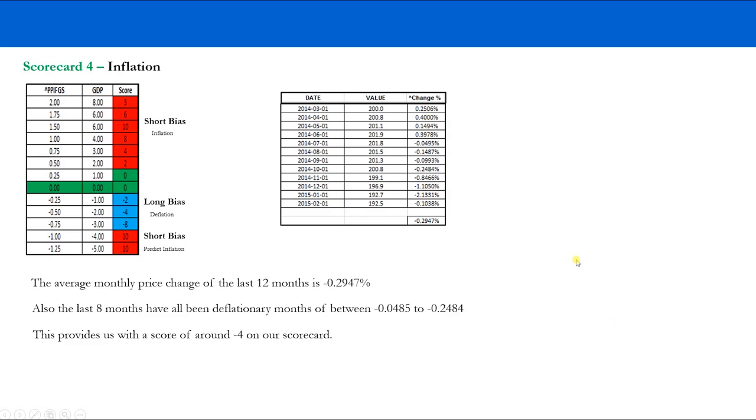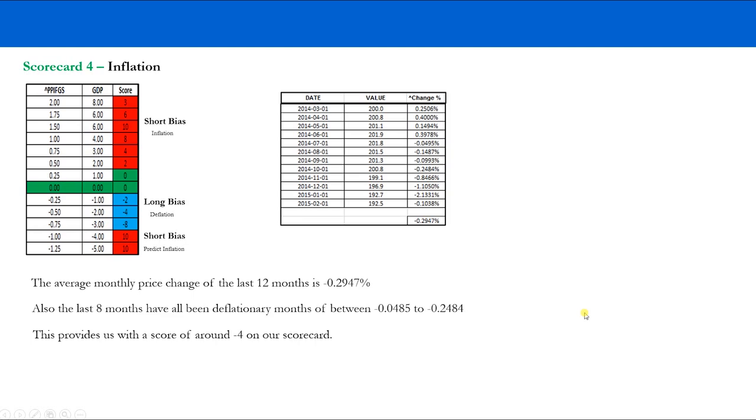And there's no surprise there. It's probably in large part to do with oil prices. And this basically provides us with a score of around minus 4%. So the minus 0.2947, call it minus 0.3. We can see that it's going to be between -2 and -4. So depending on how conservative you want to be, how aggressive you want to be, you scorecard accordingly.